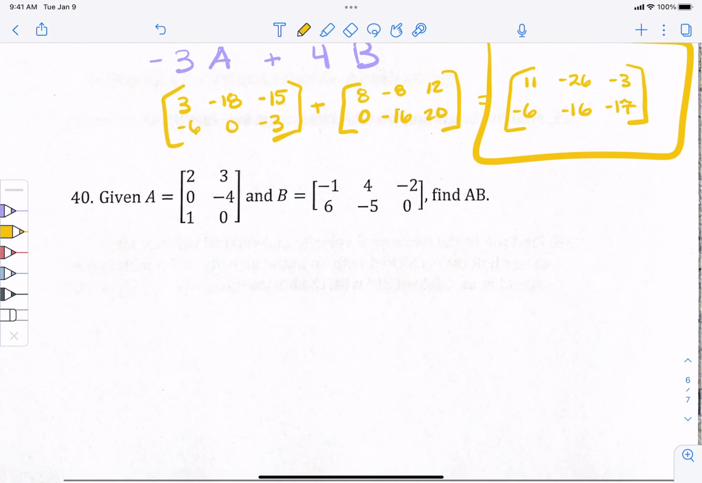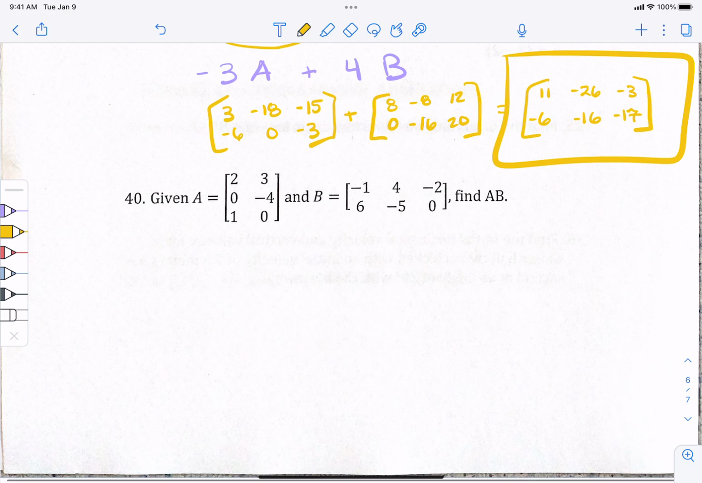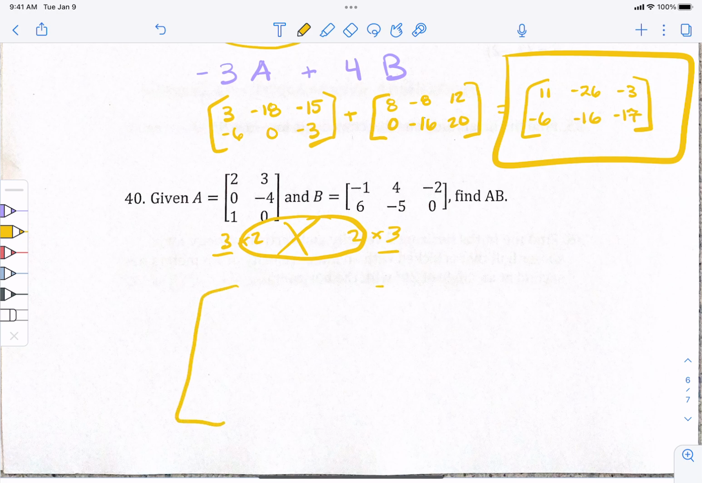Okay, last one, I'm going to go really fast, so check me. This is a 3 by 2. This is a 2 by 3. And the middle two numbers are the same, so I'm going to end up with a 3 by 3 as my answer. I'm going to write it out like this, 3 by 3.